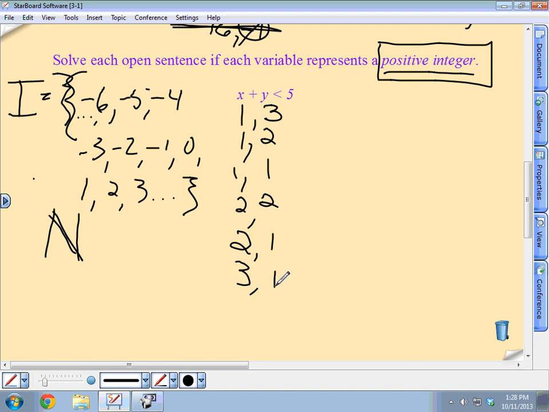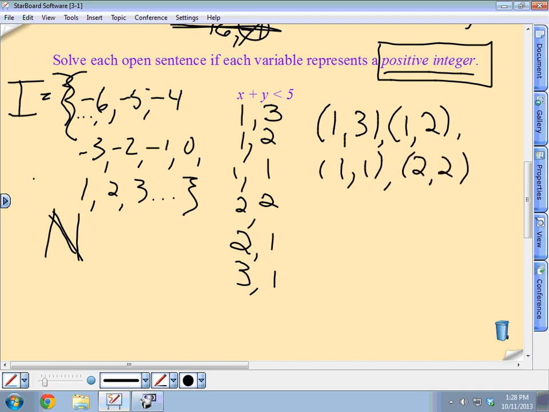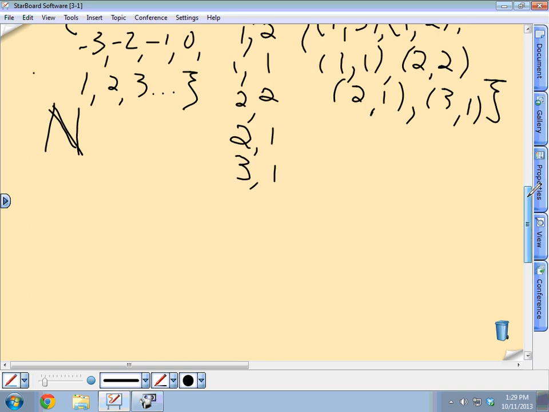And is there anything else? That's it, right? Because if I put 4 in, there's no number I can add that would be less than 5. Okay? So my solution set would be those 6 sets of ordered pairs. 1, 3, 1, 2, 1, 1, 2, 2, 2, 1, and 3, 1. That's my solution set.